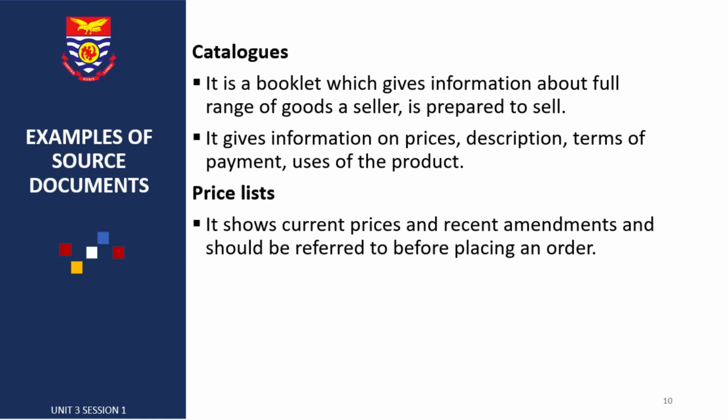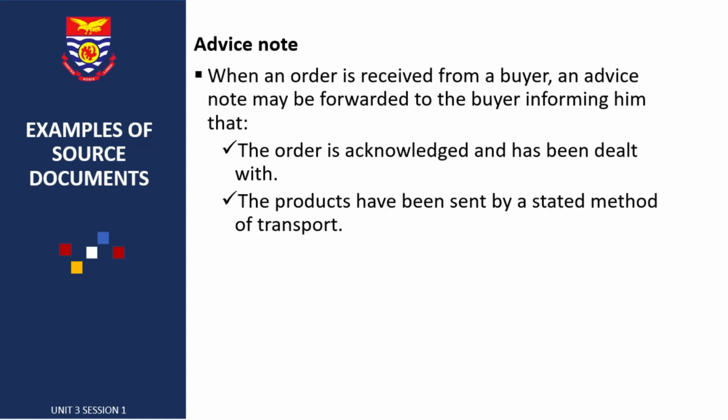Catalogs. It is a booklet which gives information about the full range of goods a seller is prepared to sell. It gives information on prices, description, terms of payment, and uses of the product. Price list. It shows current prices and recent amendments and should be referred to before placing an order. Advice note. When an order is received from a buyer, an advice note may be forwarded to the buyer informing him that the order is acknowledged and has been dealt with, and that the products have been sent by a stated method of transport.